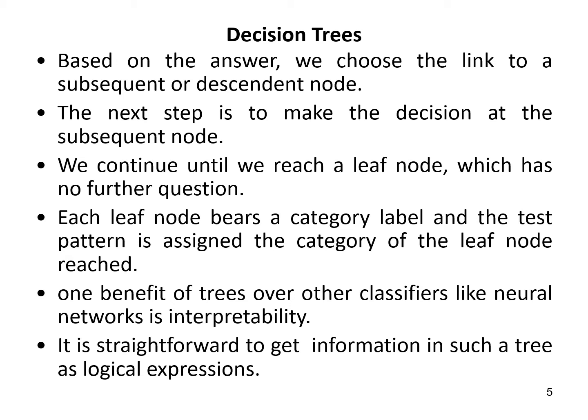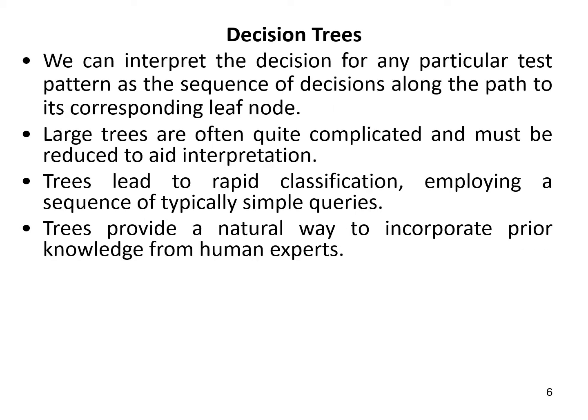One benefit of trees over other classifiers like neural networks is interpretability. It is straightforward to get information in such a tree as logical expressions. We can interpret the decision for any particular test pattern as a sequence of decisions along the path to its corresponding leaf node. Large trees are often quite complicated and must be reduced to aid interpretation. Trees lead to rapid classification, employing a sequence of typically simple queries. Trees provide a natural way to incorporate prior knowledge from human experts.